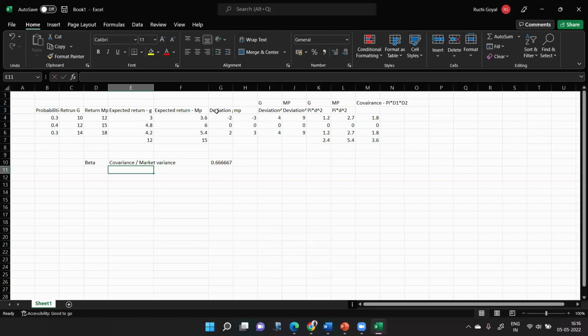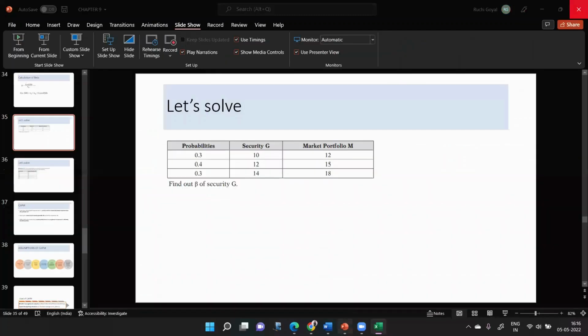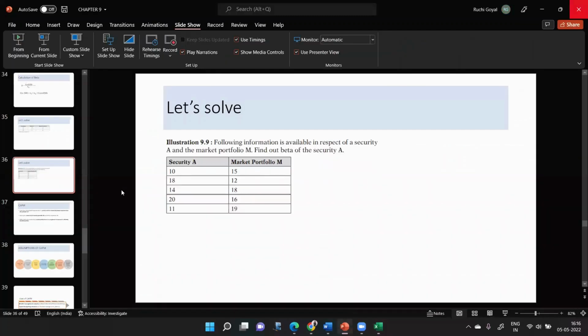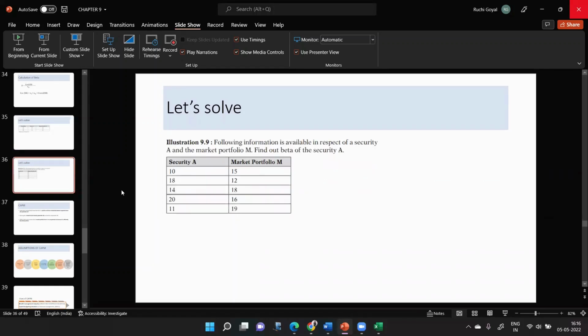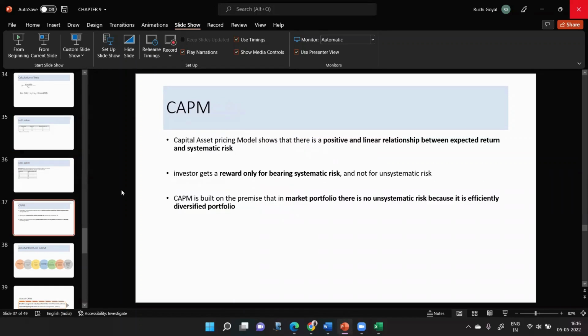Okay, now let's move on to the next question. This is the next question. This is a very simple question. You can do it by yourself. The only difference is here the probabilities were assigned. Here the probabilities are not assigned. So we calculate beta using the n formula.